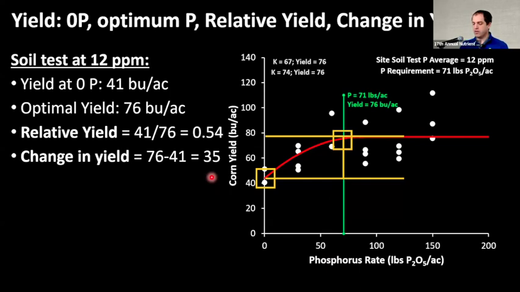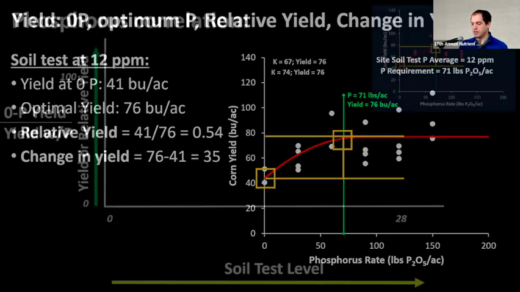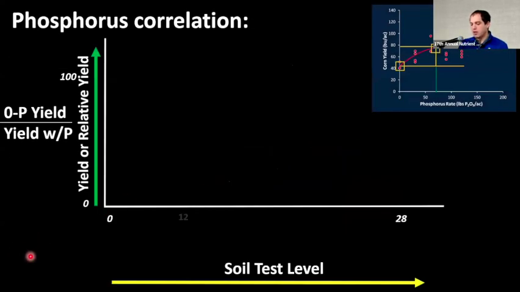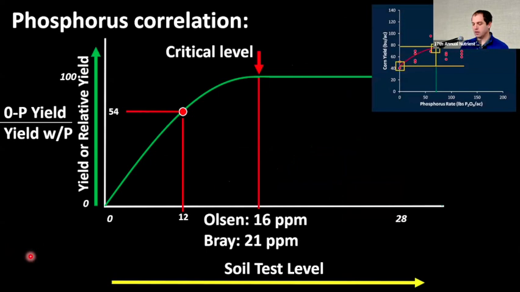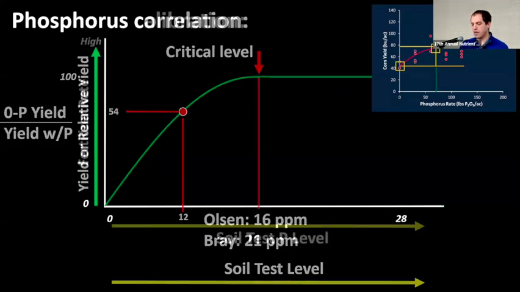So then once you take those fields and you do lots of these all over the place, you can take that soil test level of 12 parts per million, that 54% relative yield, kind of make those lines in the middle. And that's where that one field goes. So this is why people always need lots of fields, because you have lots of places to do this with different soil test levels, so we can actually make that relationship there to get that critical value. And this is South Dakota data, but that's the concept there.